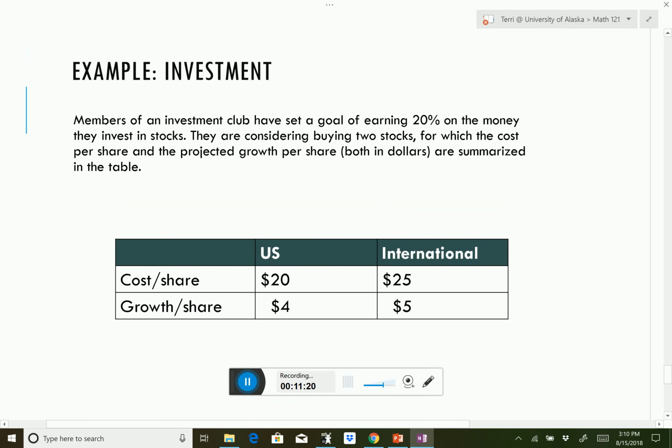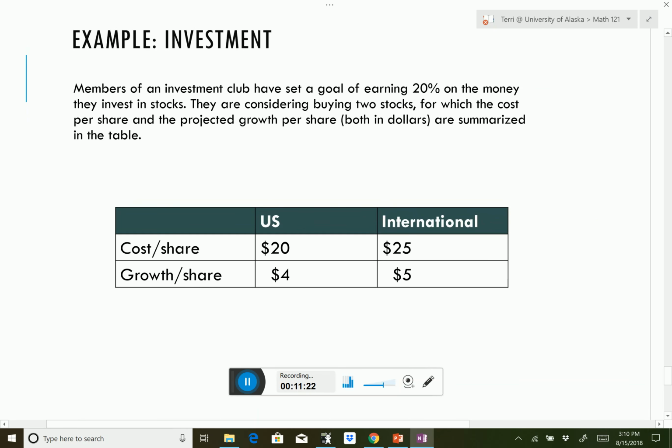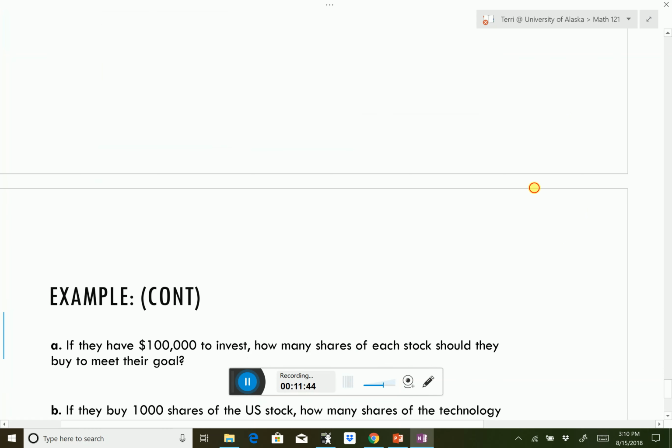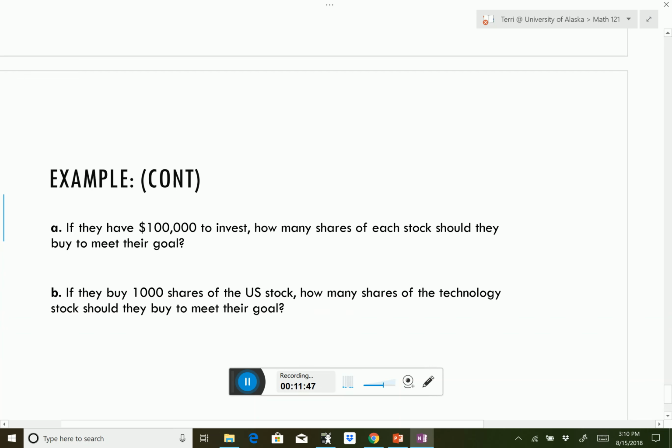Okay. So let's talk a little bit more about investments. I'm always talking about investments. So there's members of this investment club, and they've set a goal of earning 20% on the money they invest in stocks. They're considering buying 2 stocks for which the cost per share and the projected growth per share, both in dollars, are summarized in this table. Okay. They have $100,000 to invest. How many shares of each stock should they buy to meet their goal?